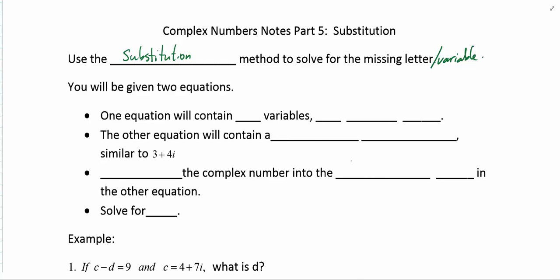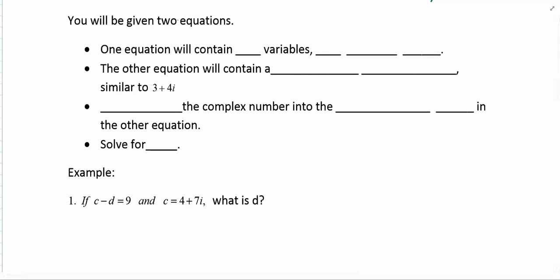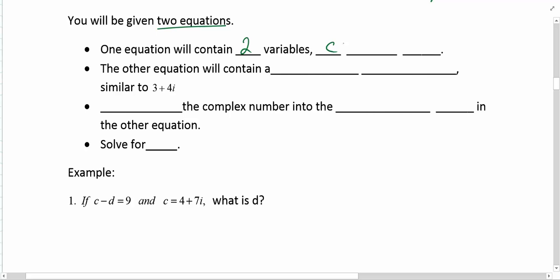So in each of these examples or in each of these problems, you will be given two equations. One equation will contain two variables, C and D, and the other equation will contain a complex number. And remember that complex numbers look similar to 3 plus 4i. There's a real component and an imaginary component to a complex number.